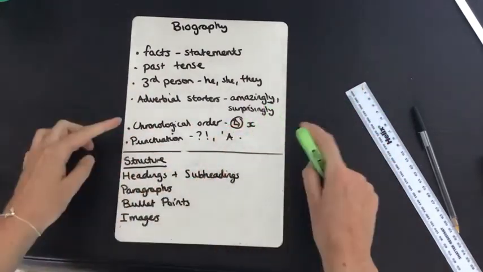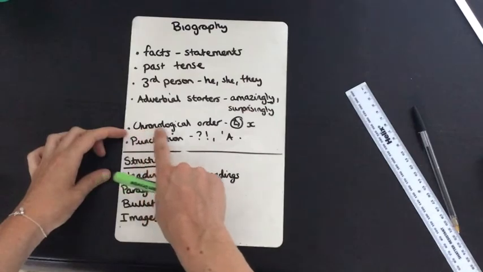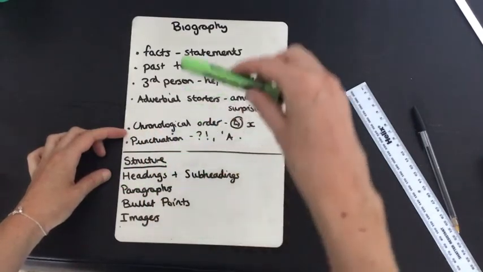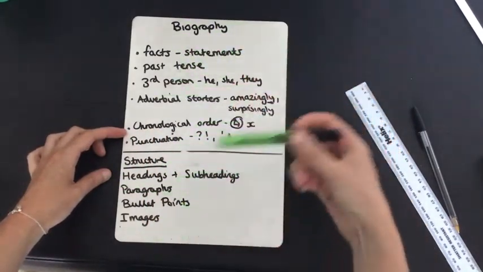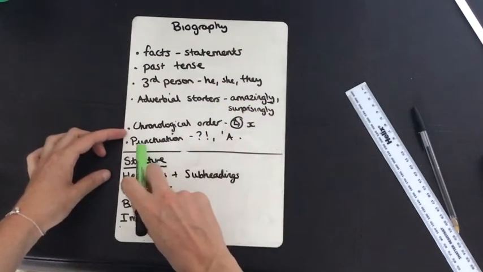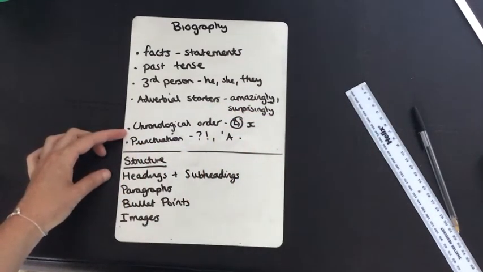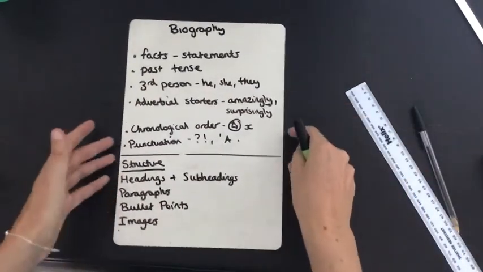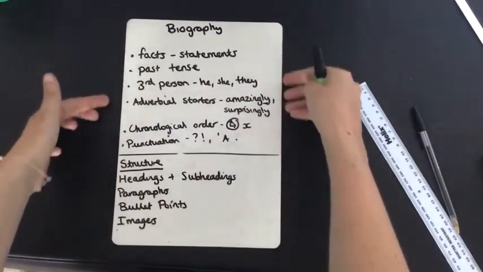The facts are often written in chronological order, that means in time order from start of their life to the end of their life. So you might see some time conjunctions being used as well. And you're going to see a range of punctuation being used as well. So just bear this in mind as we're doing our writing today, some of the features which you could include in your own biography.